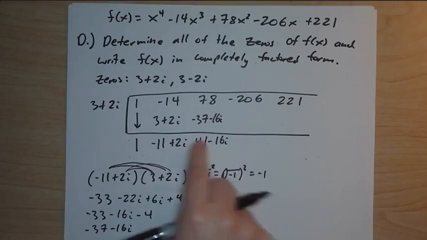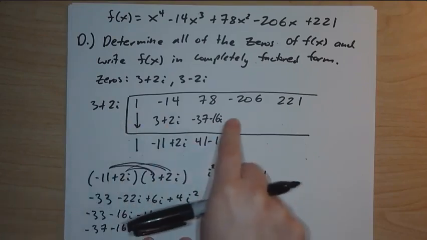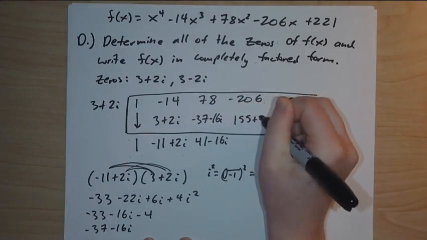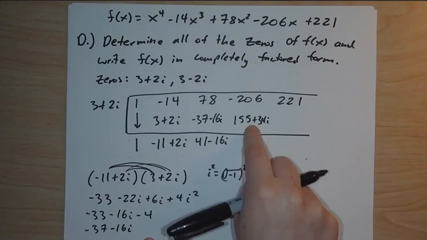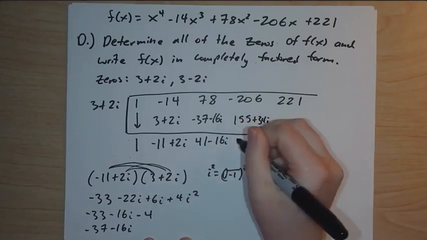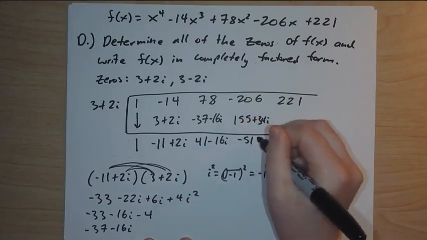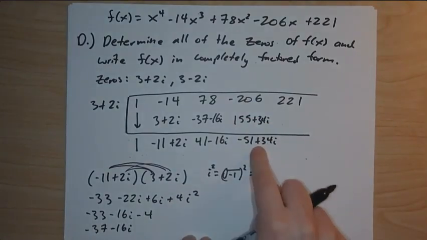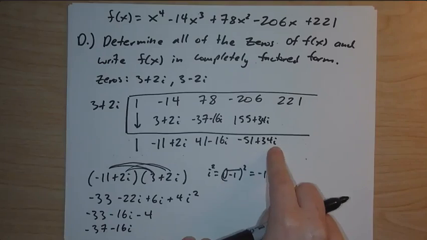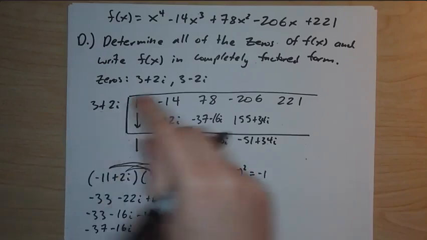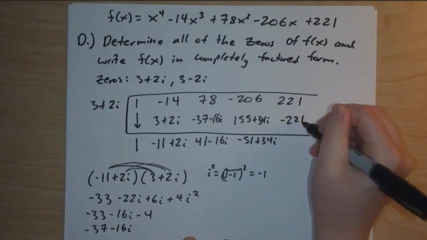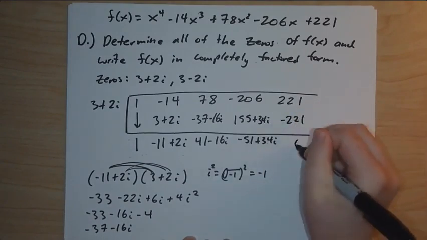Multiply 41 minus 16i by 3 plus 2i. We get 155 plus 34i. Adding this to negative 206, we get negative 51 plus 34i, carrying that 34i. And then multiplying negative 51 plus 34i times 3 plus 2i, we get negative 221. And this added, of course, is 0.